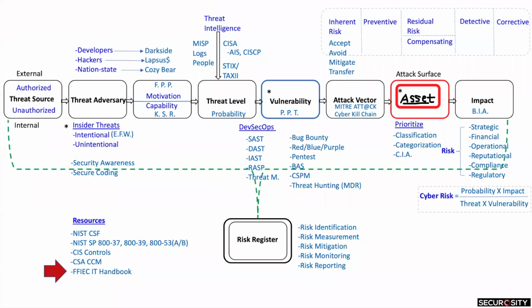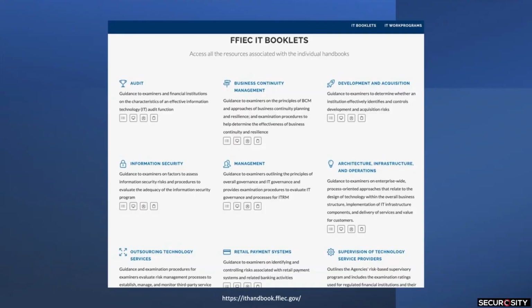And finally, if you are in the financial services industry, then leveraging the FFIEC Information Technology Handbook is a must to improve your organization's overall security posture. FFIEC stands for Federal Financial Institutions Examination Council. Bank examiners use these booklets as guidance to assess the level of security risk to a financial institution's information systems and evaluate the adequacy of the information security program's integration into the overall risk management.